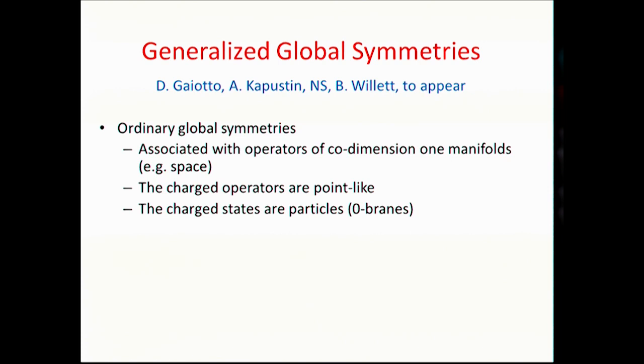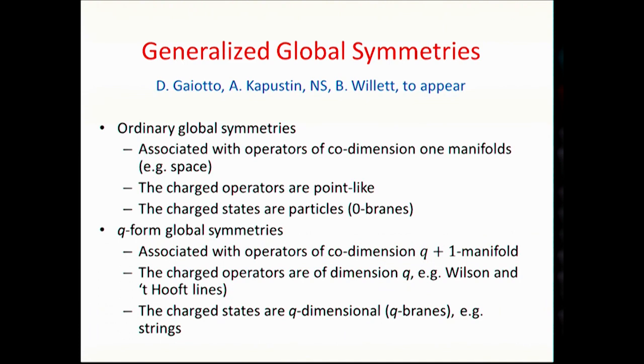So we are going to generalize this notion by studying Q-form global symmetries. And the only thing we are going to modify is that instead of having codimension one, we are going to have codimension Q plus one. So Q equals zero is ordinary symmetry, and they are associated with manifolds of codimension Q plus one. And now the charged operators are extended of dimension Q, for example, Wilson lines or 't Hooft lines, and the charged states are Q-dimensional, they would be Q-branes, and these would be, for example, strings.